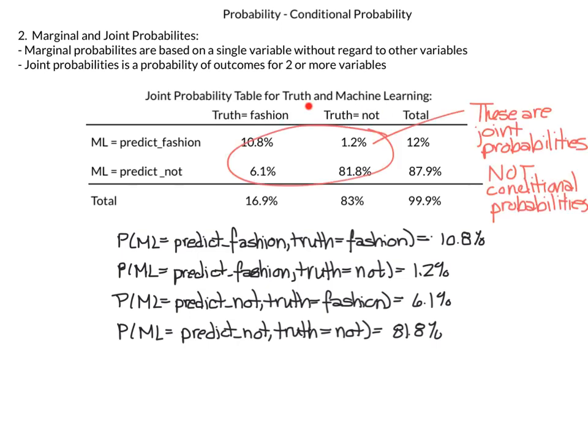And just a warning and a reminder, these are joint probabilities. They are not conditional probabilities. There'll be an example where I will remind you of this so that you don't misuse this table.